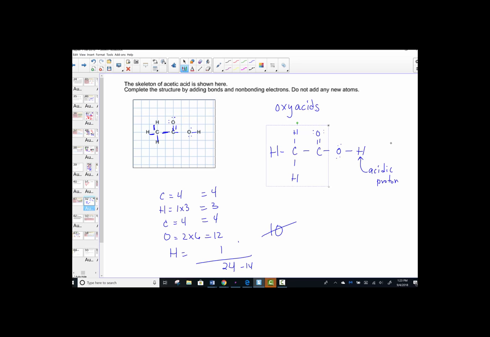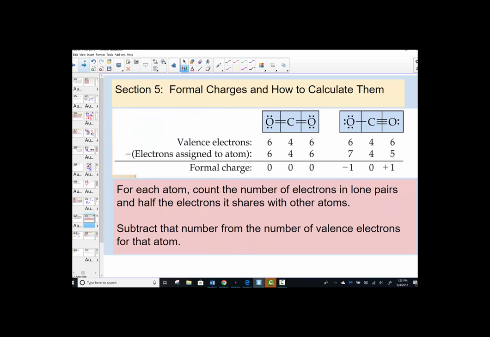It just takes practice. I hope working these with me helps you. I'd also like to consider formal charge and how we calculate formal charge as a way to decide the best structure. Do I expand the octet? Do I keep it as is? When do I break the rules? It all has to do with understanding formal charge.